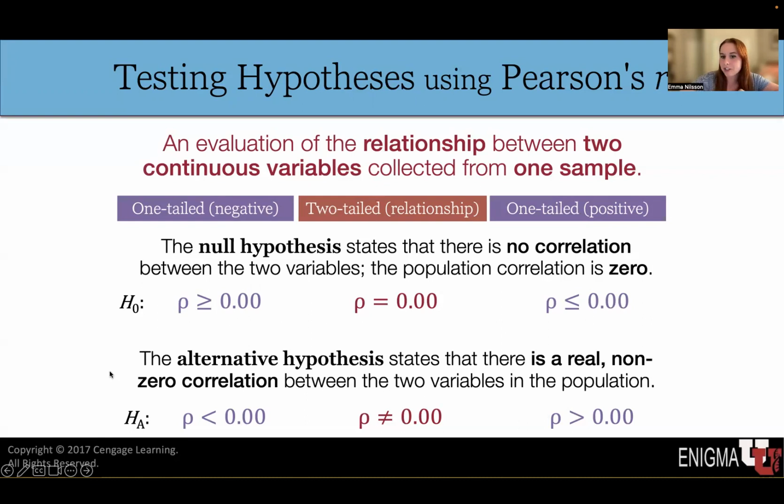The alternative hypothesis says that there's a real non-zero correlation between the two variables. A two-tailed hypothesis just says that Pearson's correlation is not zero. A one-tailed positive hypothesis says that Pearson's correlation is more than zero, and the negative says the correlation value is going to be less than zero.